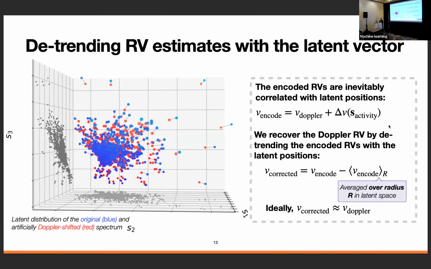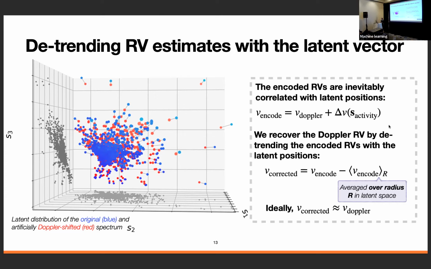So does it mean that we can just read off the RV estimates from our RV estimator and look for some beautiful Keplerian signal? Not yet. Finally, we need to detrend the RV estimate with our latent vector. In the ideal world, of course, the Doppler radial velocity for a star should be uncorrelated with the internal activities. But in real life, the measured radial velocities are inevitably correlated with latent positions. So our measured or encoded radial velocity will be a sum of the true Doppler signal and a shape-dependent RV offset. How do we correct for that offset?